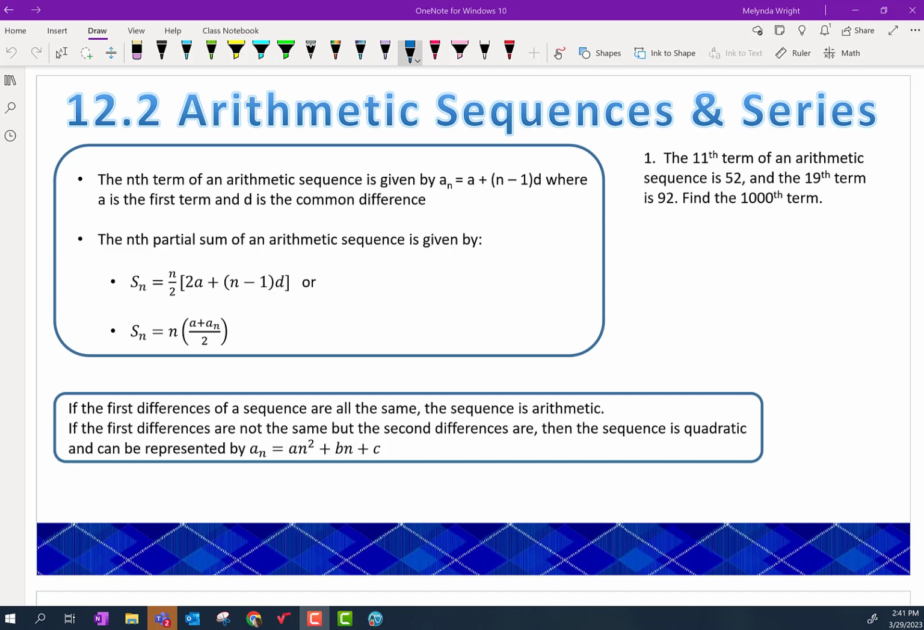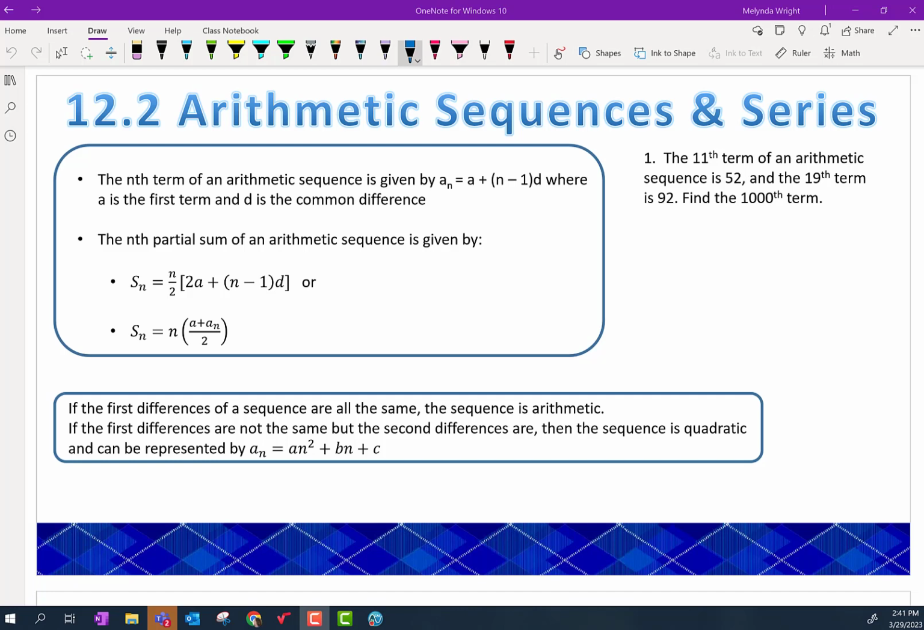So let's remind ourselves, an arithmetic sequence is one where we add the same number over and over again, or we subtract the same number over and over again to get the next term. So that's how we can tell if it's arithmetic, if the difference in each of the terms is the same number, either a positive or negative number.